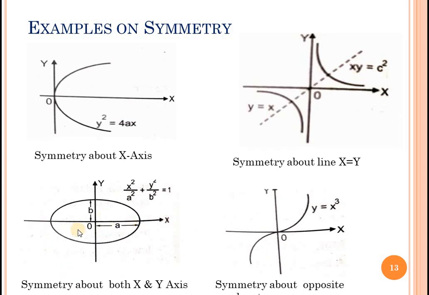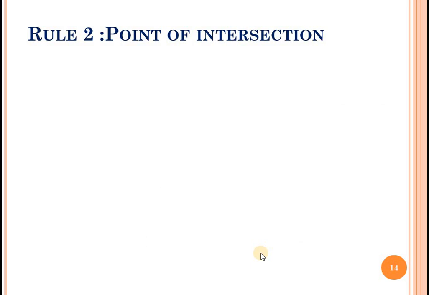Now see the fourth example. When I replace x by minus x, the equation remains the same. So it is symmetric about the y-axis. When I replace y by minus y, the equation remains the same. It is symmetric about the x-axis. Now again when I replace x by minus x, y by minus y simultaneously, the equation remains the same. So it is symmetric about the opposite quadrant. But it is not symmetric about the line x is equal to y because here it is a square and b square. So this curve is symmetric about both the x and y axis as well as the opposite quadrant.